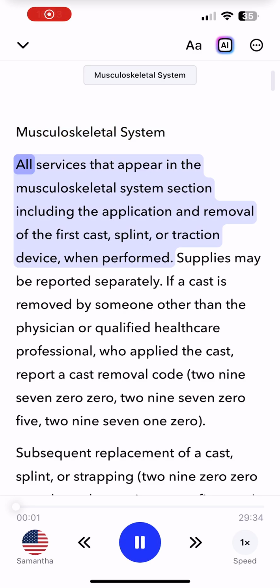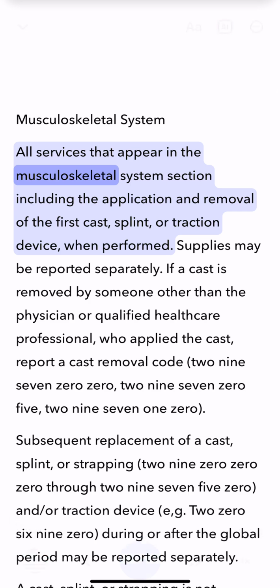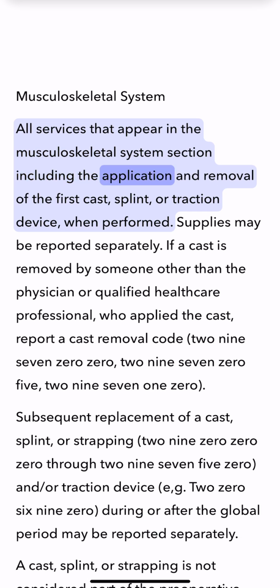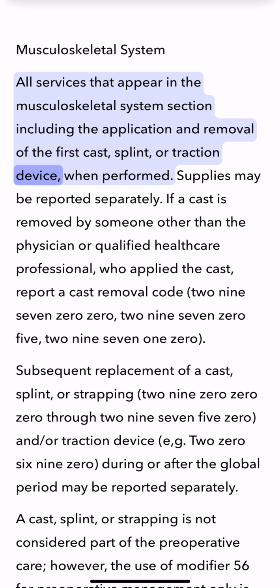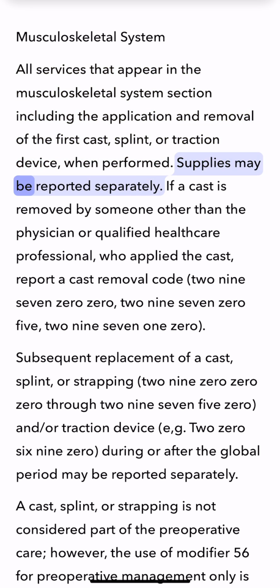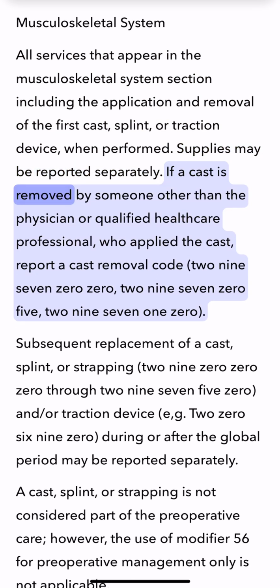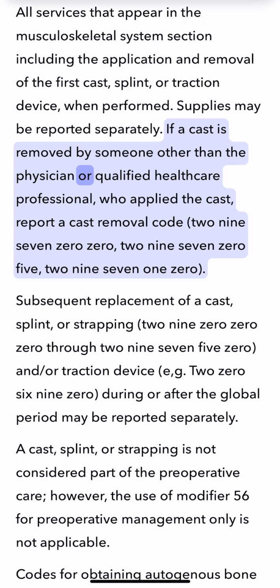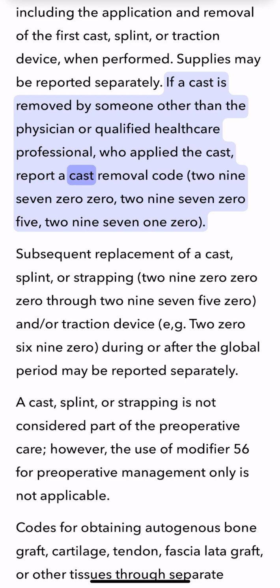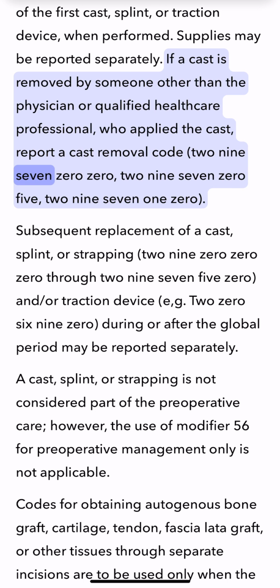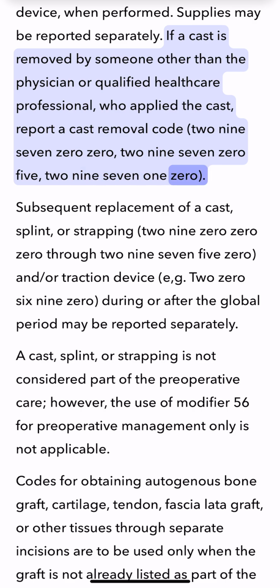Musculoskeletal system. All services that appear in the musculoskeletal system section, including the application and removal of the first cast, splint, or traction device. When performed, supplies may be reported separately. If a cast is removed by someone other than the physician or qualified healthcare professional who applied the cast, report a cast removal code 29700, 29705, 29710.